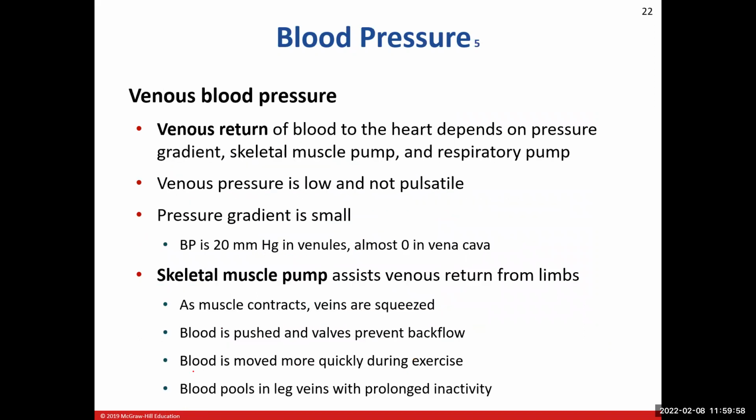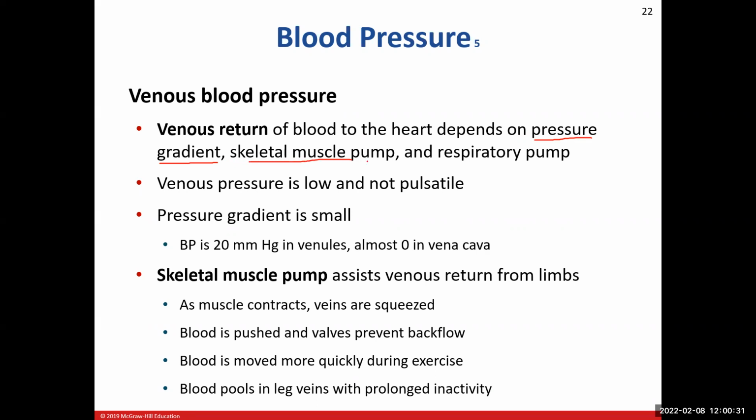All right, then when we get past the capillary, we're going to get into our venous or vein system here. We have to take into consideration our venous blood pressure. Remember venous return? We talked about it in chapter 19, how much blood comes back to the heart. So venous return is dependent on three things. We're going to talk about those three things. Of course, the pressure gradient, moving from an area of high pressure to low pressure, all right?